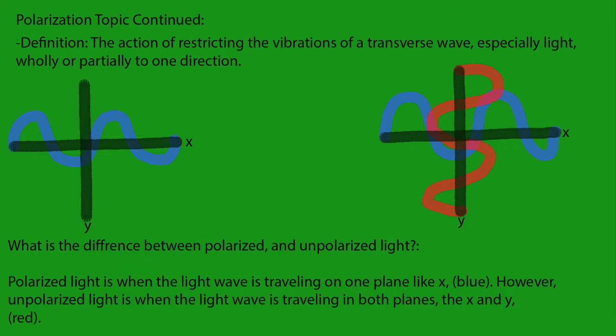As you can see, when you're looking at the polarized plane, only one plane is being hit with light waves. But if you look to your right at the unpolarized plane, you see that both planes are getting hit by light waves. Now, the difference between the two is that polarized light is traveling in one plane, like X. However, unpolarized light is when the light wave is traveling in both planes, the X and Y.